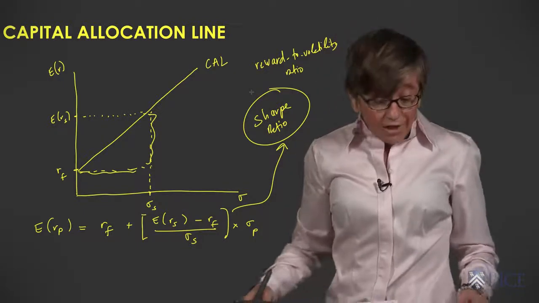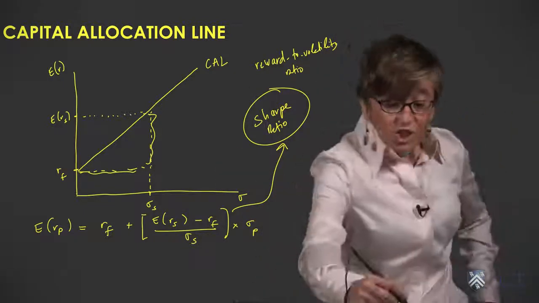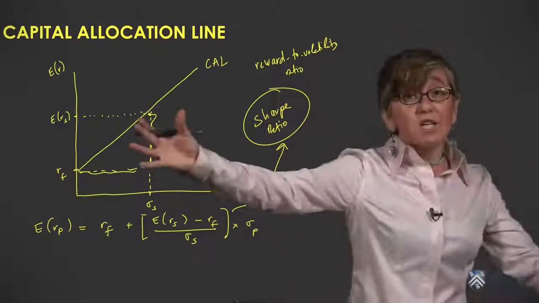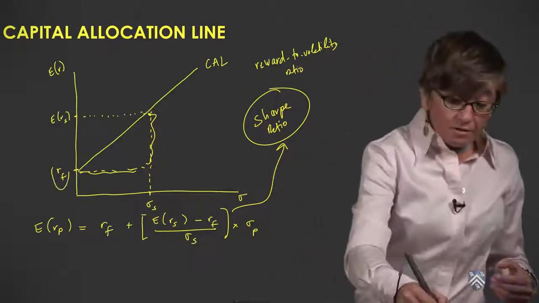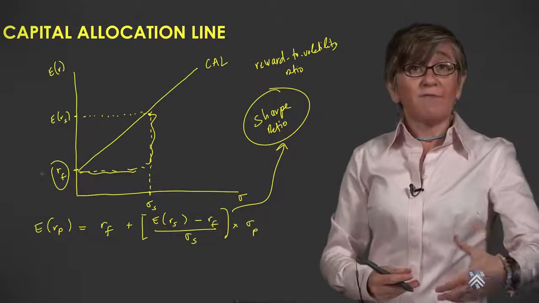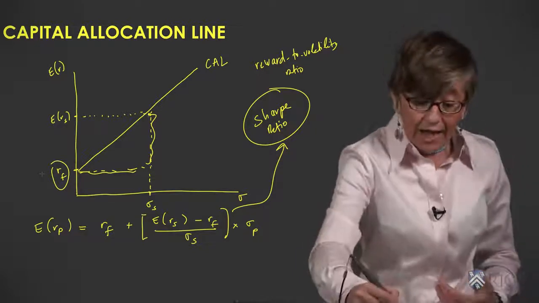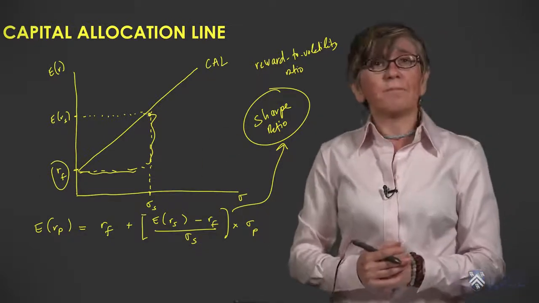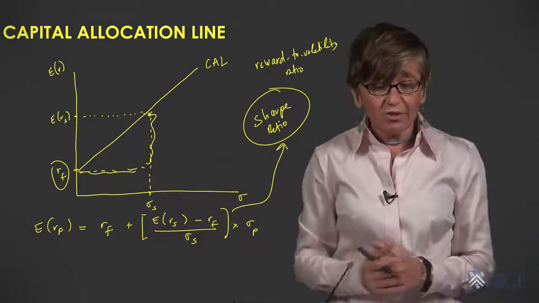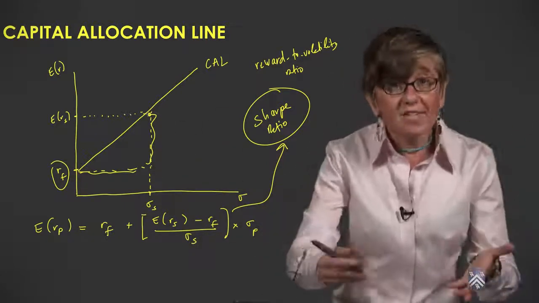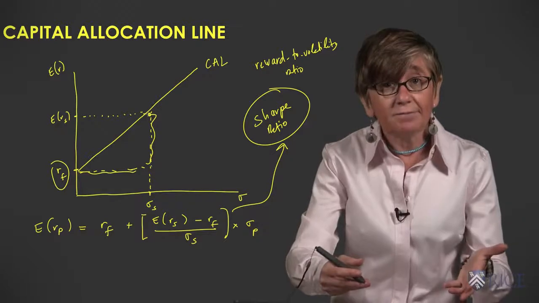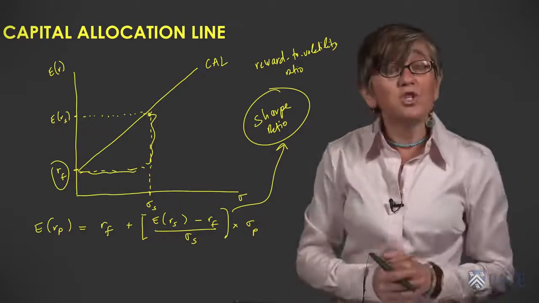Okay, so the question, of course, is, now that we have the investment opportunity set that consists of investing in the risk-free asset and the risky asset and all the combinations, where along this line do you want to be? Well, how would you answer that question?